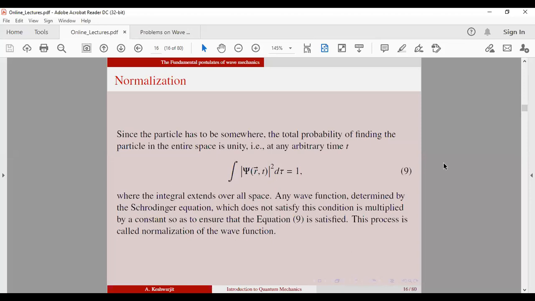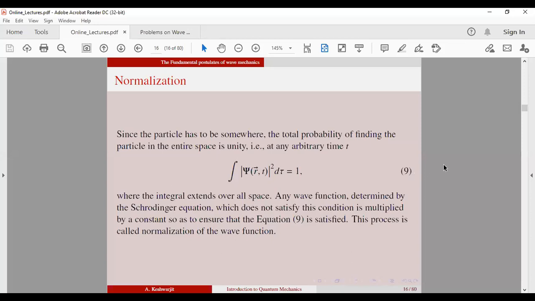Okay. Yesterday we discussed the normalization of wave functions. And what is meant by normalization? The normalization of the wave function means that the modulus square integration of the wave function over all space should be equal to 1. This is because the total probability of finding the particle in the entire space is unity. That is 1. This is called normalization of wave function.